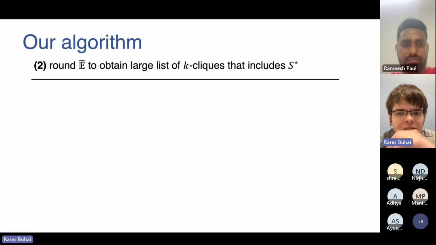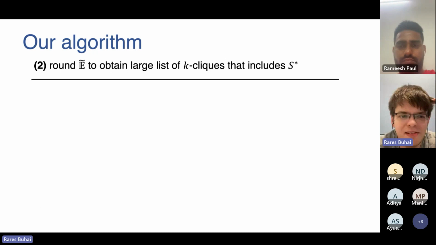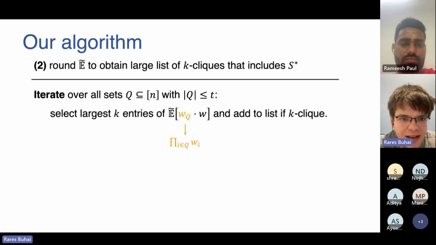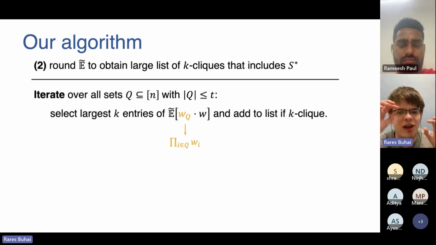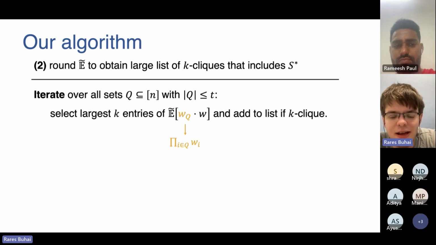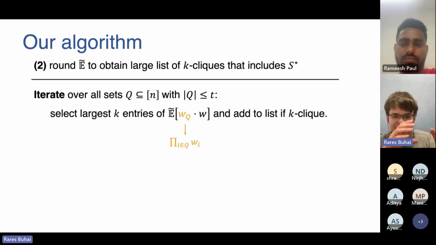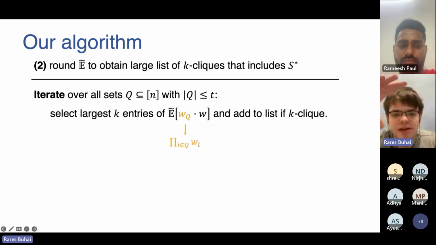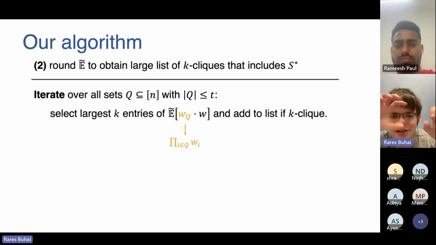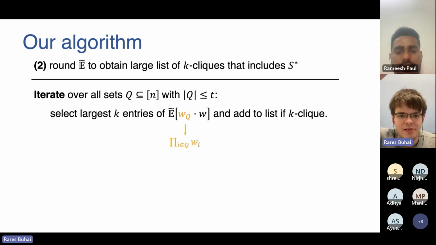So let's see now how you do the rounding. I claim that rounding is this simple thing. Iterate over all subsets of at most t vertices. So Q is a subset of at most t vertices of the graph. Then look at the pseudo expectation of W_Q times W. What is W_Q? W_Q is just the product of the W_i's that are in the set that you selected. And W is an entire vector, so this pseudo expectation is an expectation of a scalar times a vector. So it's a vector. I just say select the largest k entries.